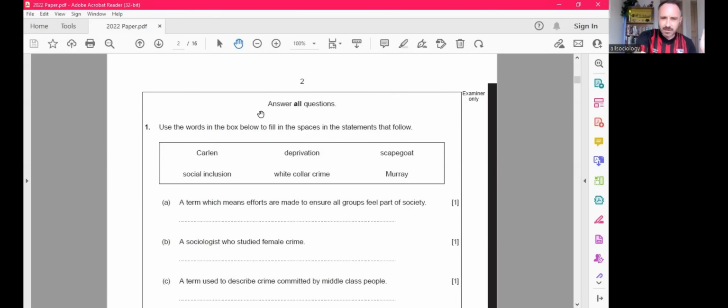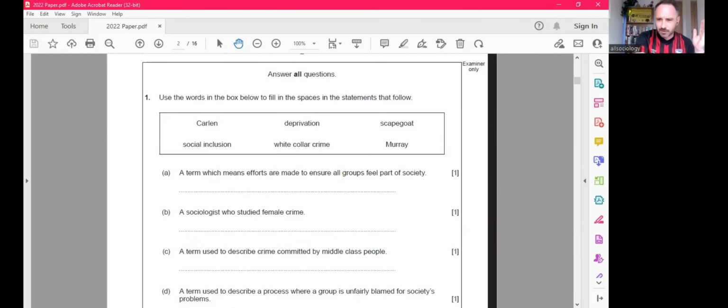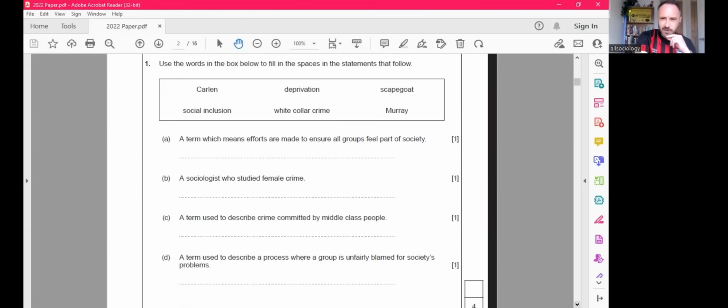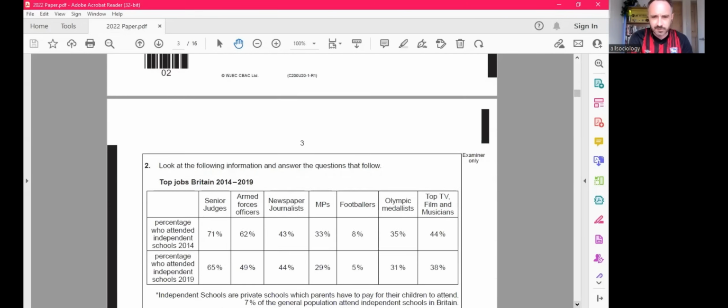Now, the first question should be nice and easy. You get a bunch of different sentences, and all you've got to do is use the words that you're given to fill the spaces in. You get more words than there are spaces. So A is a term which means efforts are made to ensure all groups feel part of society. Presumably that's going to be social inclusion. A sociologist who studied female crime. If you've watched my previous videos on theories of crime and patterns of crime, you'll know that's Pat Carlen. A term used to describe crime committed by middle-class people. That would be white-collar crime. And then a term used to describe a process where a group is unfairly blamed for society's problems. That will be a scapegoat. So hopefully, a nice, easy 4 marks to start you off.